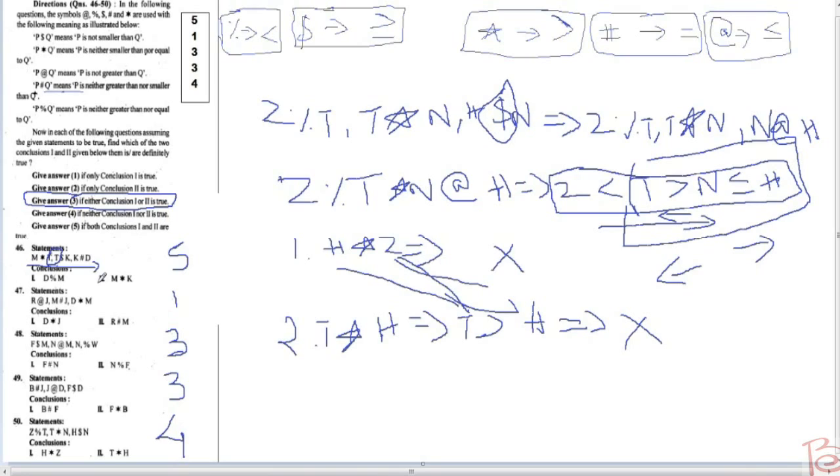So I'll ask you not to avoid this question because it's very easy, but it is time consuming when you do it in the normal method. It is time consuming, but it is extremely easy. And in the next video, I'll tell you how to do it using this shortcut.